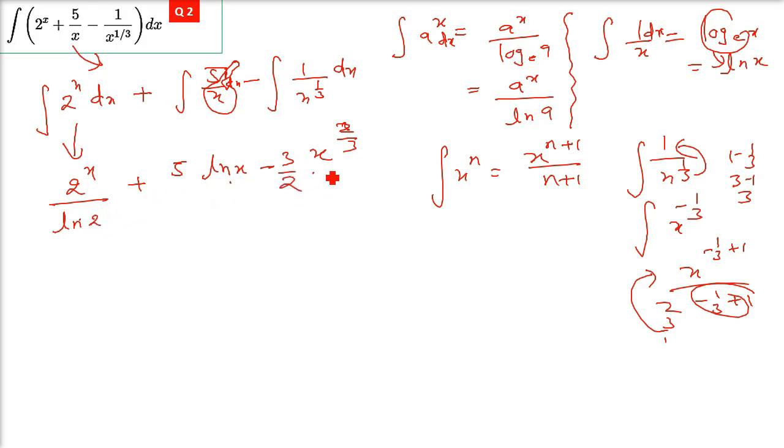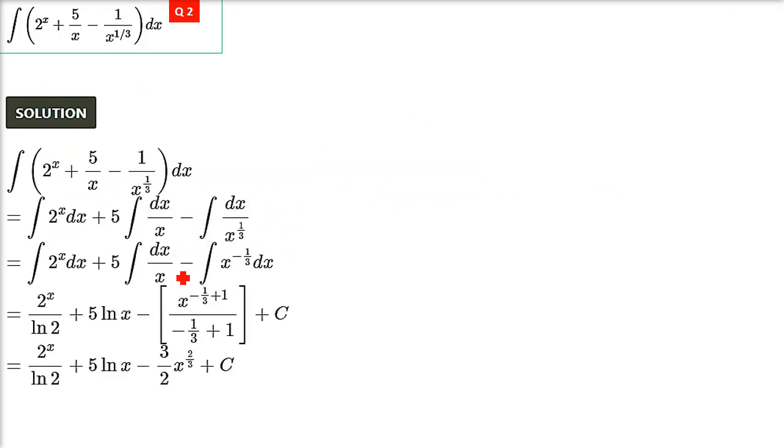So there are 3 different terms we got, and finally we have the constant of integration that needs to be added. So this is your final result which we get here. So the standard results are being used here, and this is for you to understand the formula, and when you do the practice, the formulas will be on your fingertips.